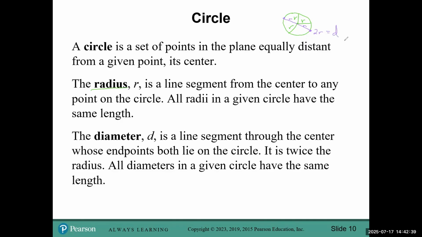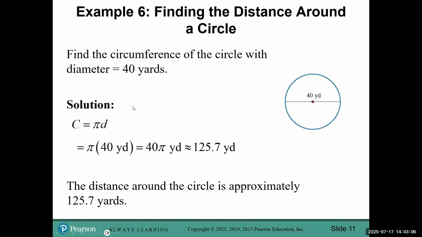So when you're doing some of these problems, sometimes you're given the diameter, sometimes you're given the radius. I always like to draw it out. And if I'm given the radius, I label it. And if I'm given the diameter, I draw it in and label it. That way I have a nice picture to help me. So just be careful because sometimes you're given one and sometimes the other. And we usually use radius in our formulas, but sometimes we use diameter as well.